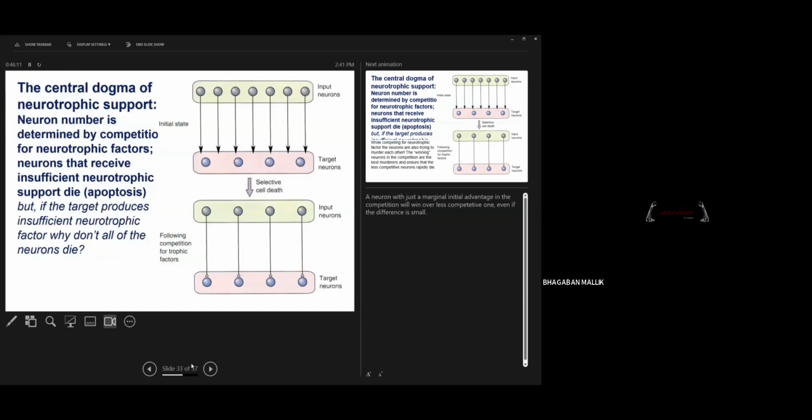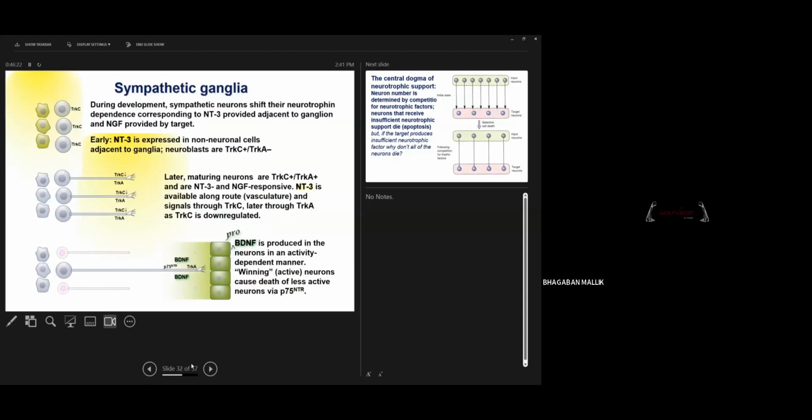This is the mechanism by which you have survival of some of the neurons in the latter stage of the development. Yes. In the previous slide, it said that the neurons that bind well to the target release pro-BDNF, causing the death of the other neurons, or is it that the target also releases both BDNF and pro-BDNF? The target releases both BDNF and pro-BDNF.